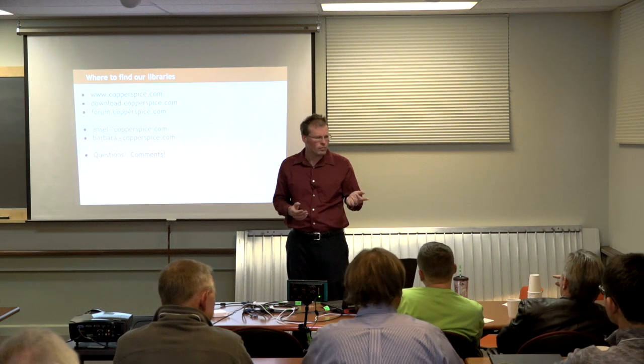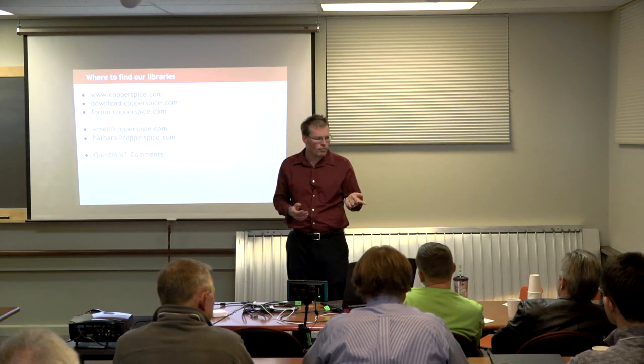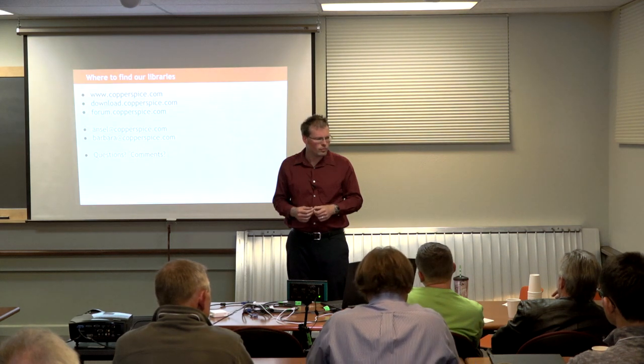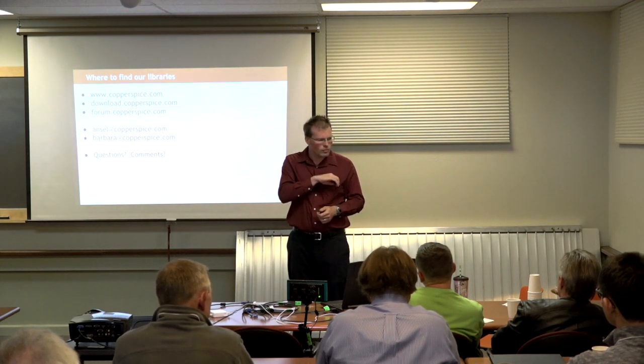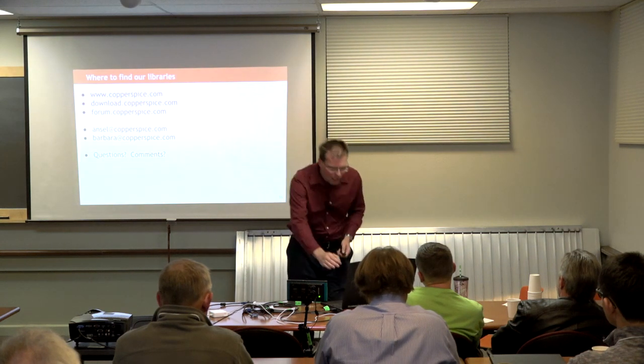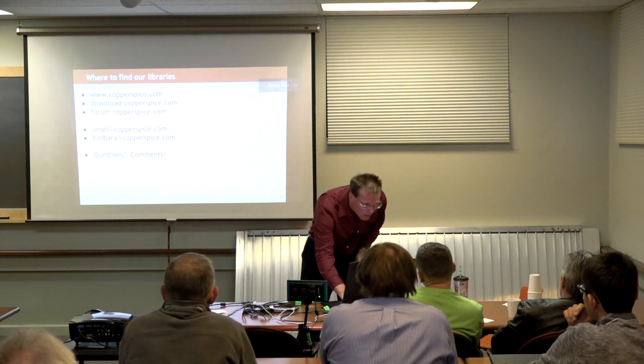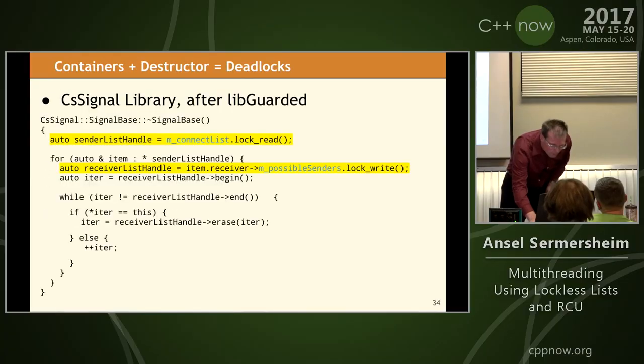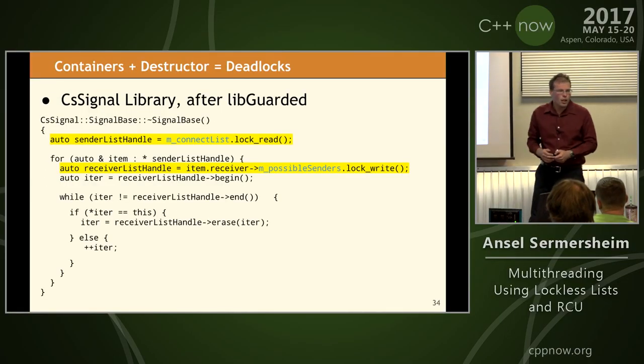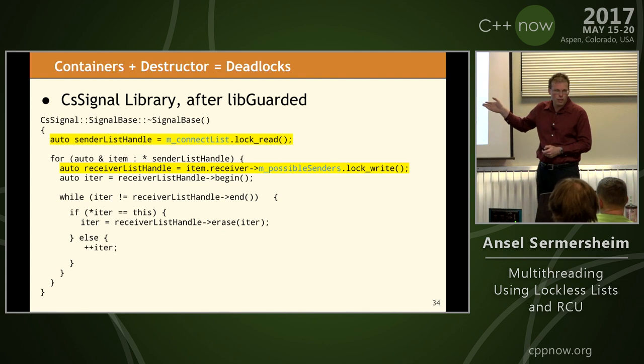Did you actually show a snippet of that code? Remember you showed constant destructors, so the signal and slots, and they were using initially just the lists? Did you show the same snippet with the RCU list? Yes, I did show that snippet with the RCU list. This is the code with the RCU list in place. Since you can't see the data type definitions, I can see why it might not be clear that this is the new libGuarded code using RCU list, but in this case, mConnect list and mPossible senders are both RCU guarded RCU lists.